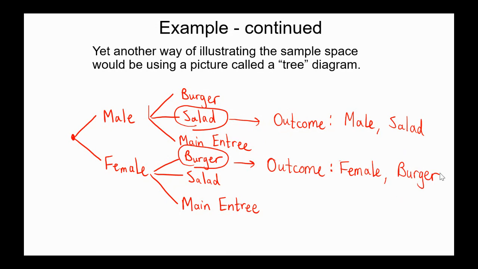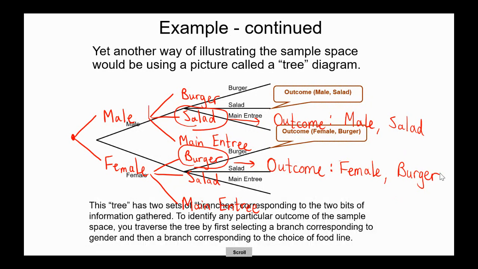Questions? Okay, so the tree has two sets of branches corresponding to the two bits of information gathered. To identify the particular outcome, you go through the tree. Okay, so that paragraph is just summarizing what we just did. Okay, let's go to the next page.